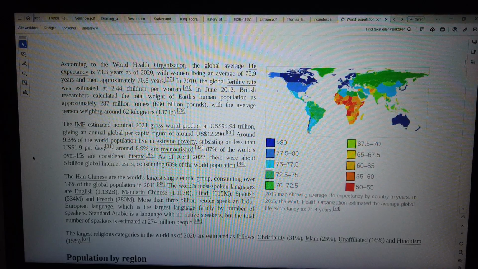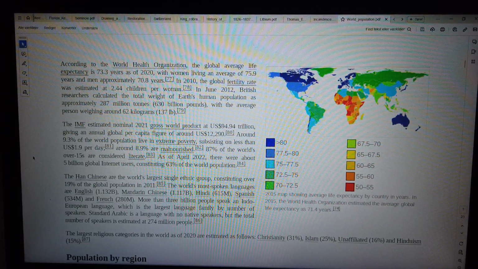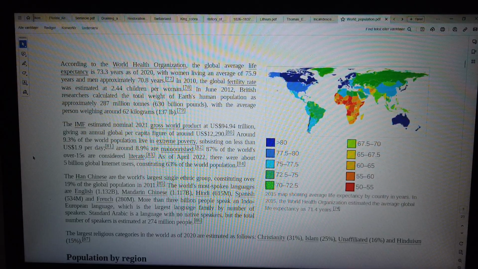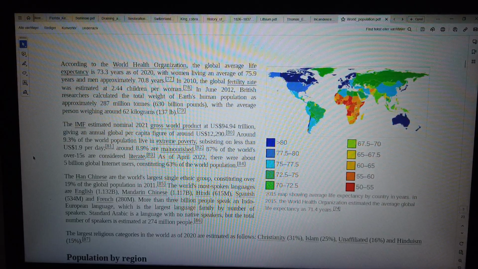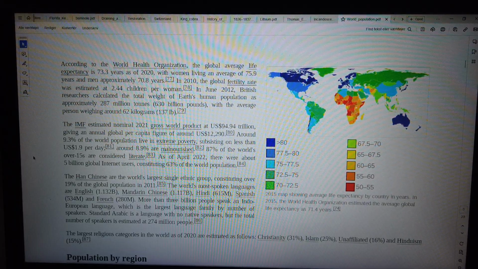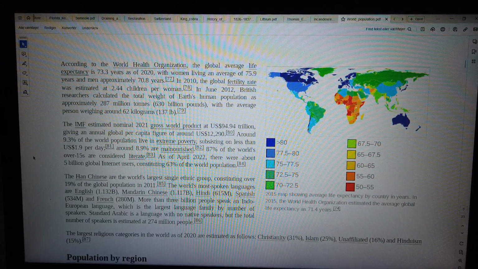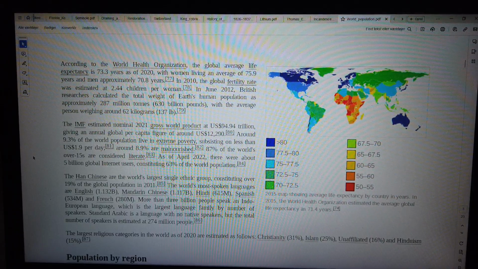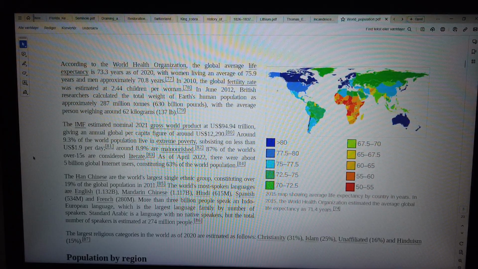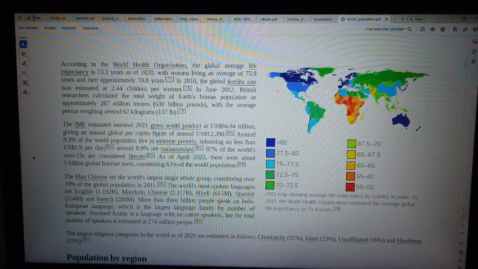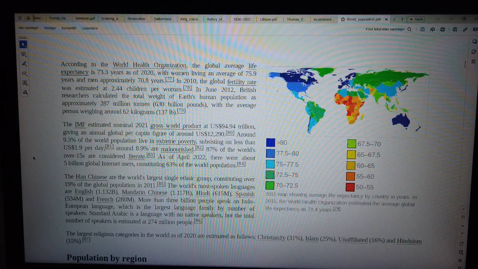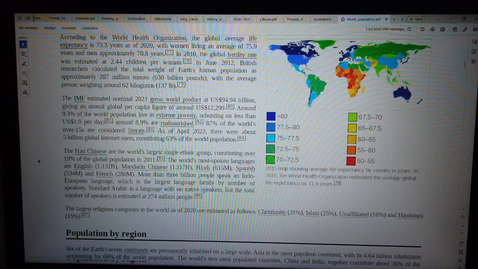77. In 2010, the global fertility rate was estimated at 2.44 children per woman. 78. In June 2012, British researchers calculated the total weight of Earth's human population as approximately 287 million tons, 630 billion pounds, with the average person weighing around 62 kilograms, 137 pounds.